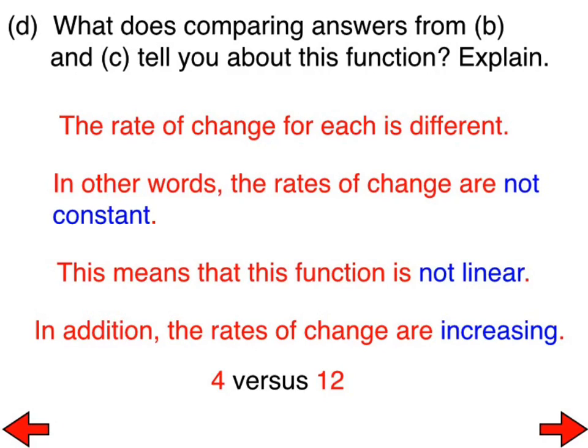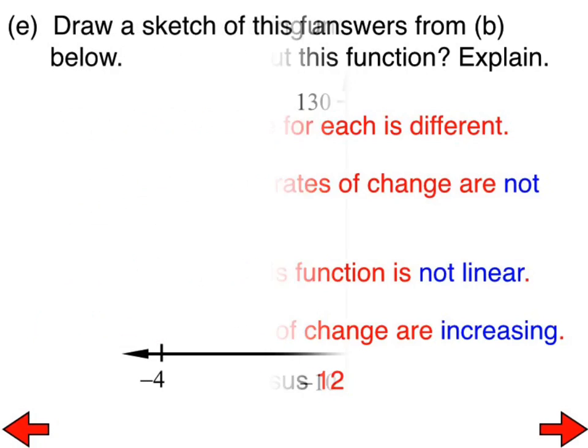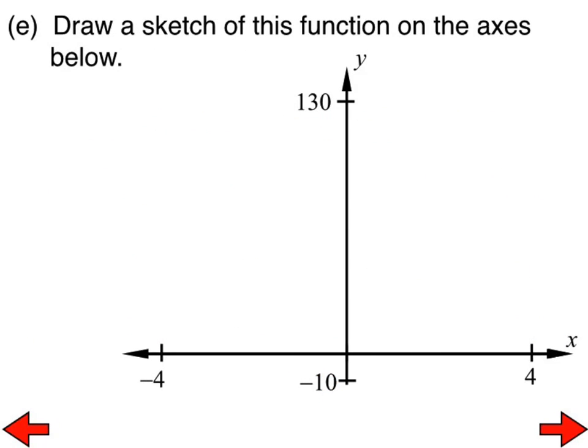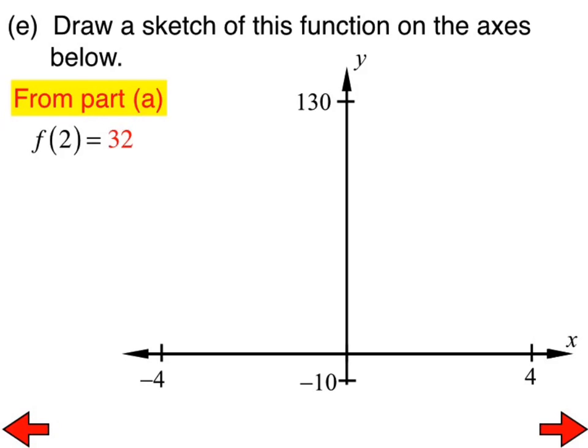Now in part A, I had you write down the table of 3 values, the 3 solutions or the 3 ordered pairs, however you want to think about that, so that we could graph this function. So now for part E, it says to draw a sketch of this function on the axes below. We're going to have to add some more numbers here at some point. But one of the ordered pairs from our table in part A, we had f of 2 was 32, so that gave us the ordered pair (2, 32). So let's go ahead and plot (2, 32).